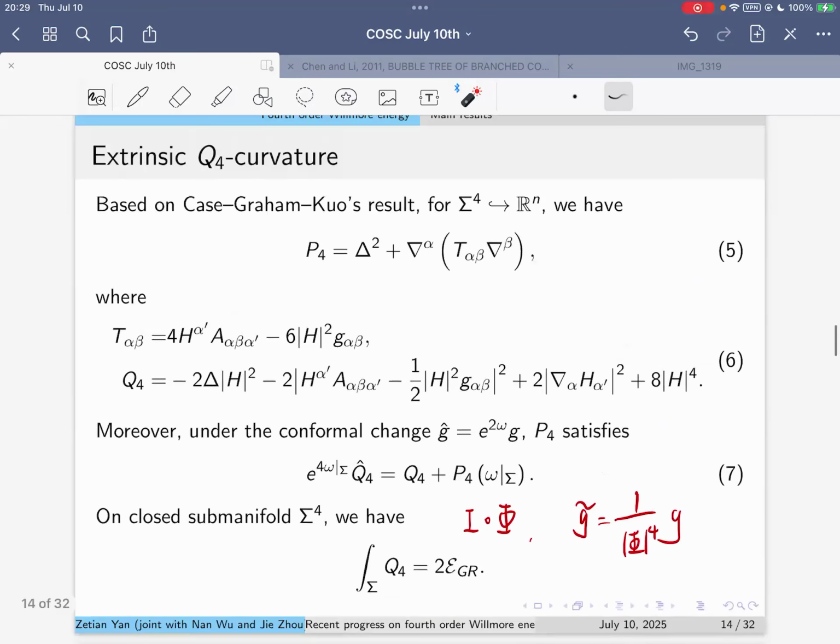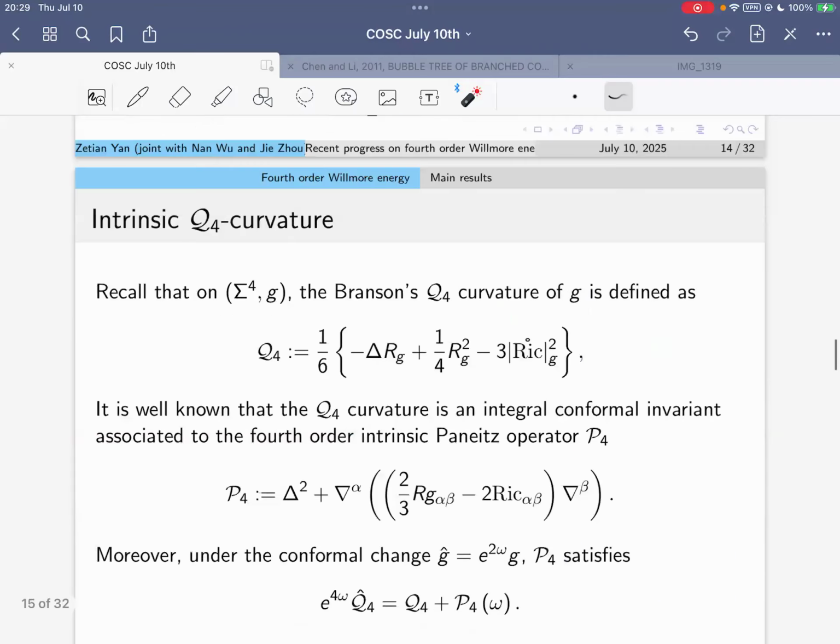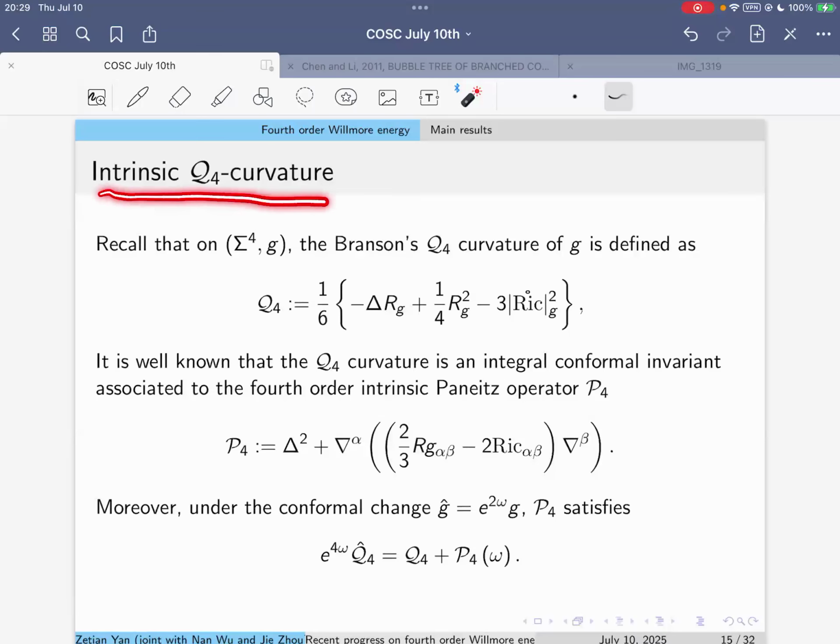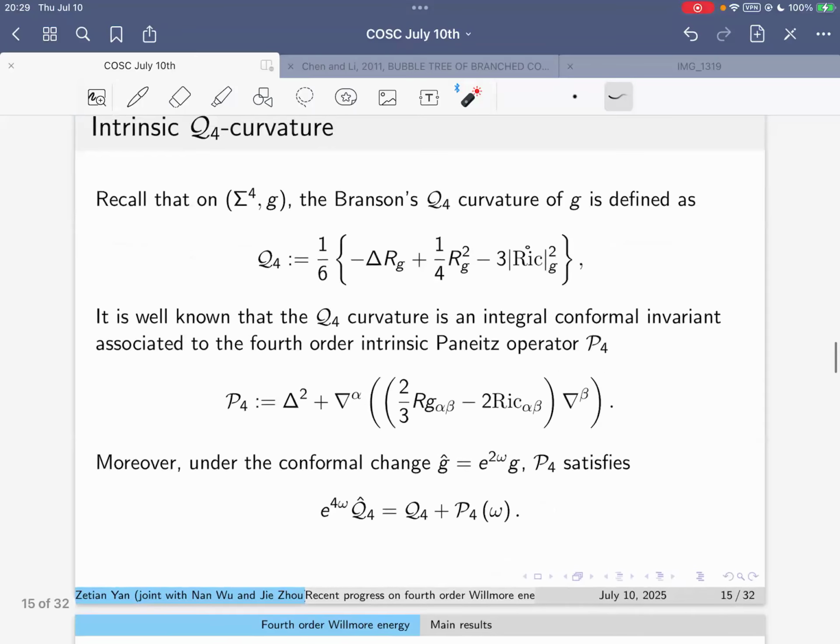So we already have the extrinsic Q curvature, right? And right now, we consider the intrinsic Q curvature. The reason is the following. Because when we consider the intrinsic Q curvature, we can link the total Q curvature to the Gauss-Bonnet formula. So let's briefly review the intrinsic Q curvature. Here is the formula. It's given by the Laplacian of scalar curvature, squared scalar curvature, and this part.